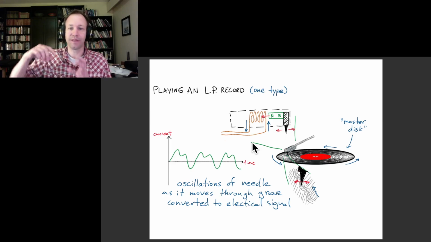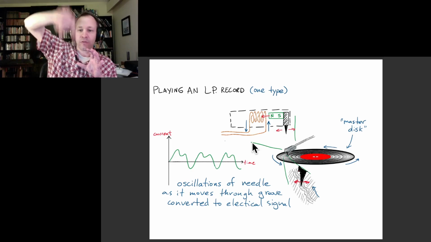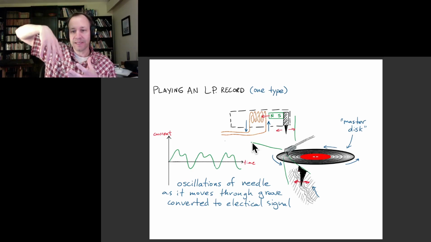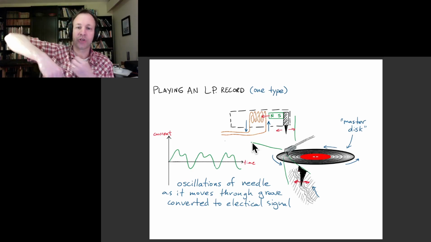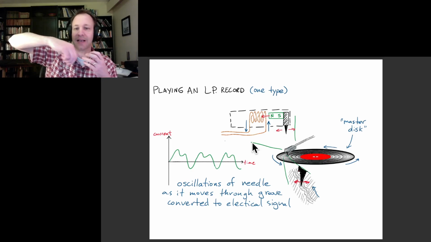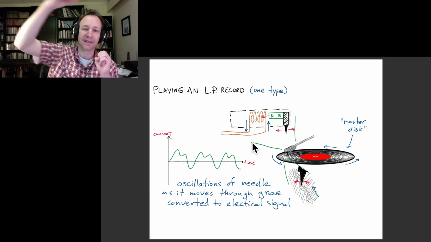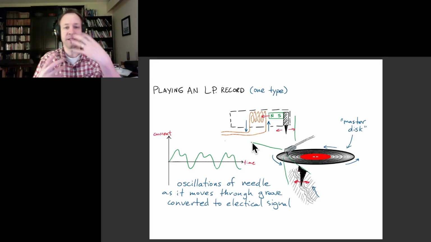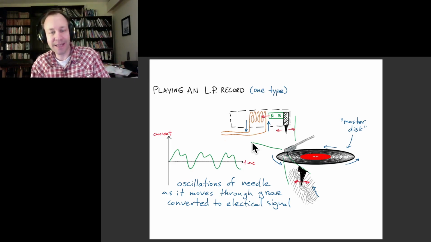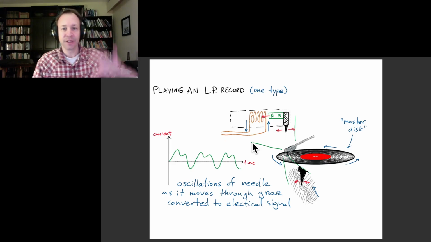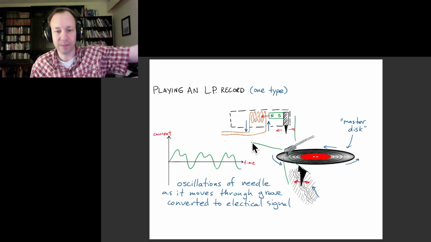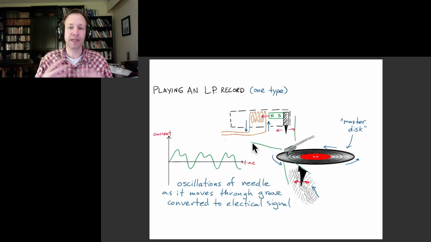Okay, so you have the ripply groove on the disc, and the motion of the needle in time then mimics that. That causes an electrical signal through this process of electromagnetic induction, and then you could send that electrical signal to an amplifier and then to a speaker. Okay, so that is one of the earliest, maybe the earliest way that people recorded and played back music.